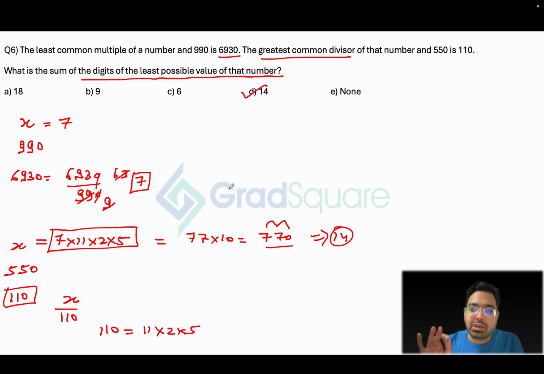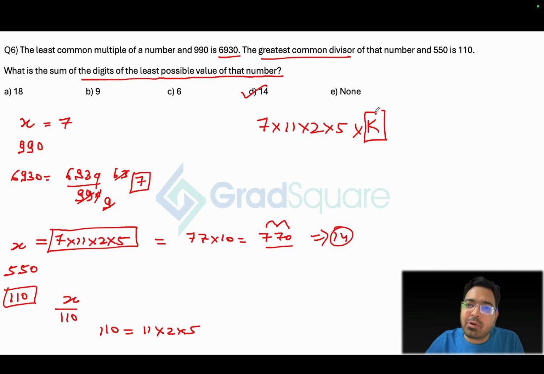Now, having gotten down to the answer, let's see what are the other possibilities of the number for the value of x. So the value of x can contain 7 into 11 into 2 into 5. This is the number, multiplied by the value k. Now this k can take some of the numbers. We need to understand what are those numbers, because it is not necessary that they ask you the smallest possible number. They could have asked you the highest possible number also, and all of that.